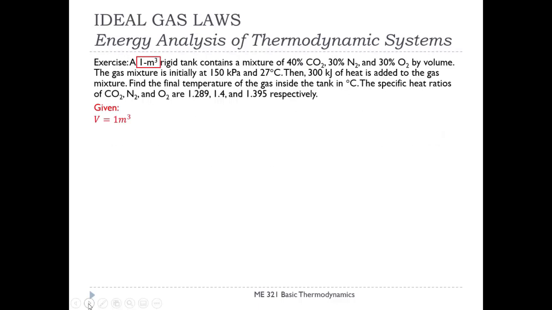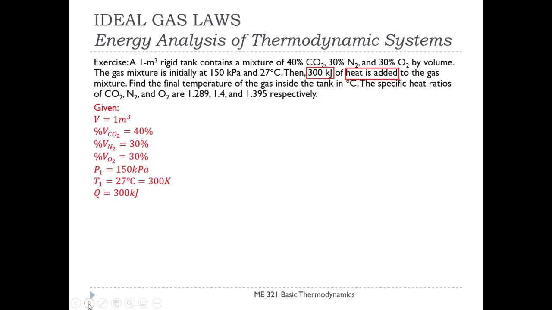We are given the volume of the tank in which the gas mixture is contained. The proportions of the individual gases are given in terms of volumetric ratios. The initial pressure and the initial temperature are also given.